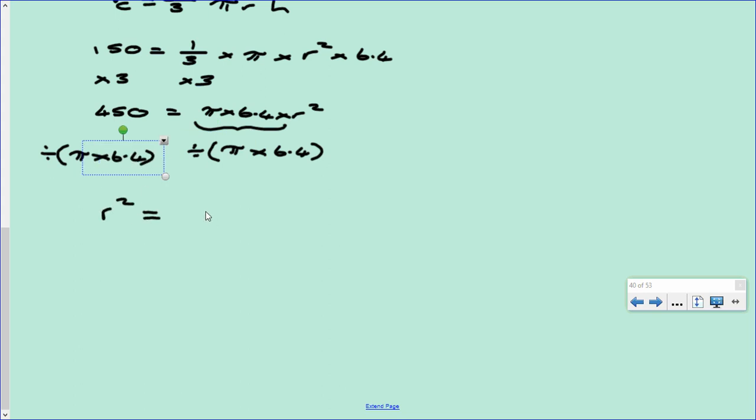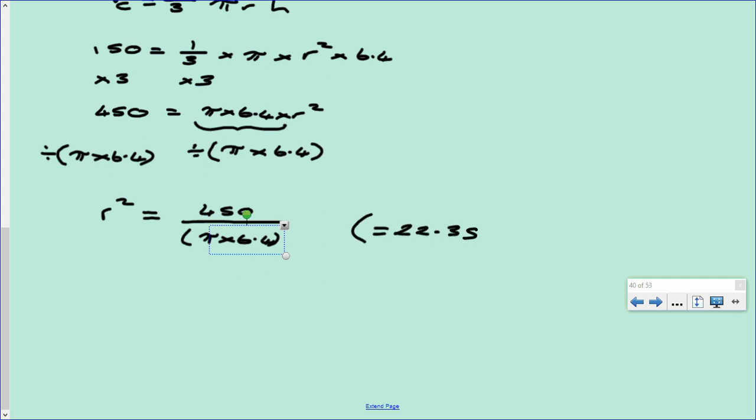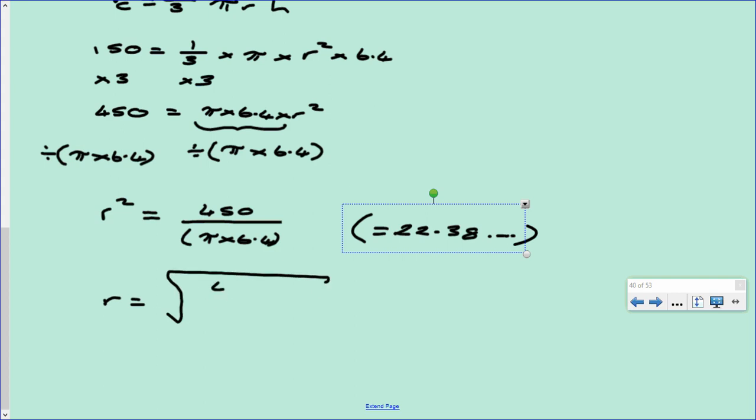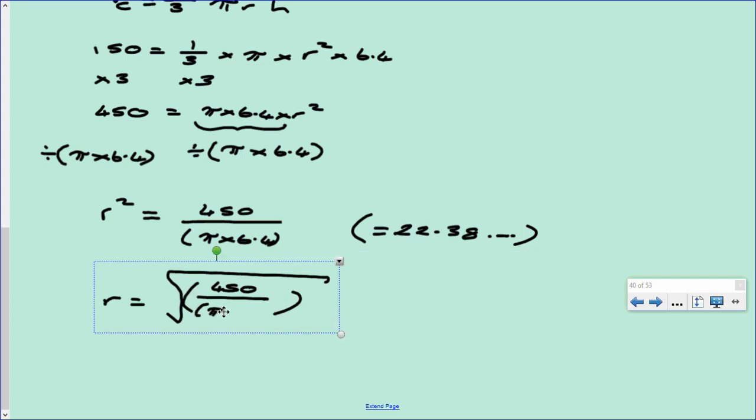So we'll have r squared equals 450, all divided by pi times 6.4. Now at this stage, it doesn't massively matter. You can either put that in your calculator now and get an answer. I think that was in your notes. It was 22.38 something, but that's just off the top of my head. I personally like to put in the square root and then put it all in the calculator in one go. So we'll have the square root of 450 divided by pi times 6.4, but you have to put that in a bracket. If you do that, put it in the bracket. We will get exactly the same answer, so it doesn't matter.